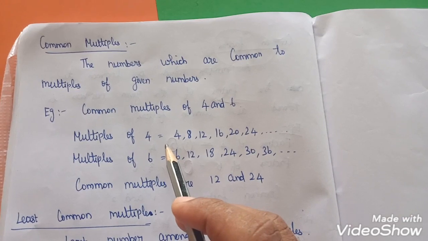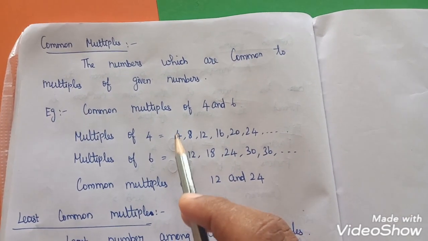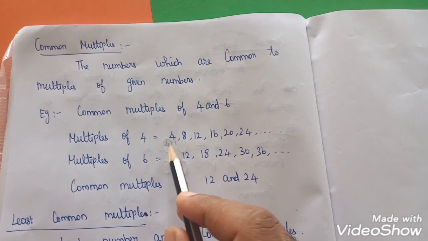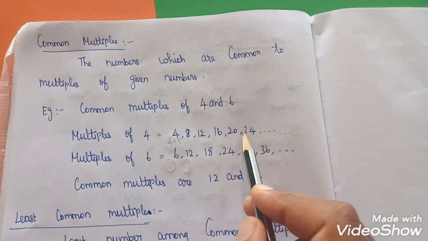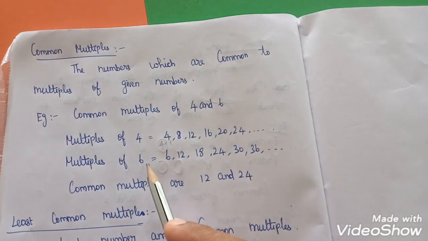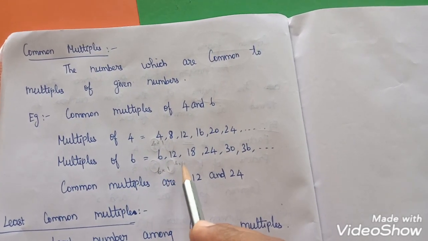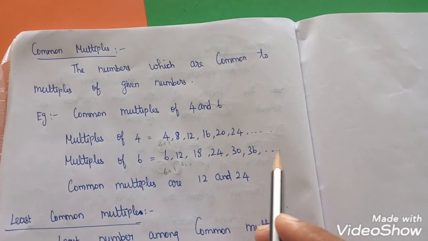If you multiply the given number with the natural numbers, you get the multiples. So 4 means 4 into 1 is 4. The given number is 4, and we are multiplying by 1. Similarly 4 2s are 8, 4 3s are 12. Likewise you have to continue. And the multiples of 6: 6 into 1 is 6, 6 into 2 is 12, 6 3s are 18, 24, 30, 36, likewise you have to do.